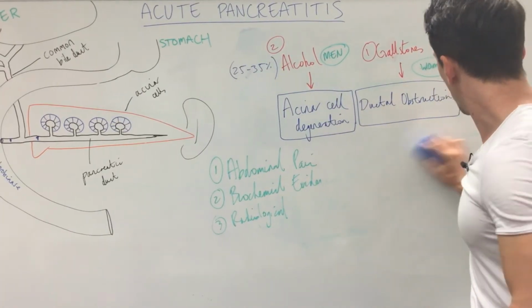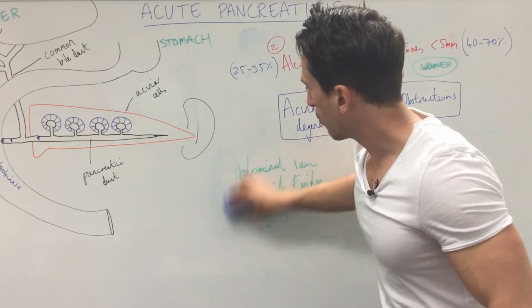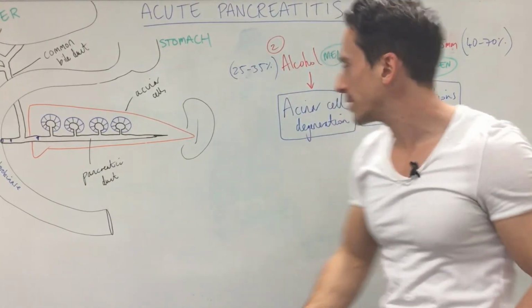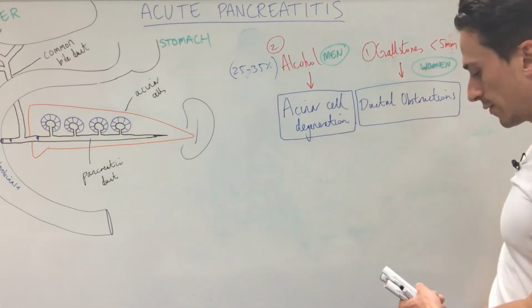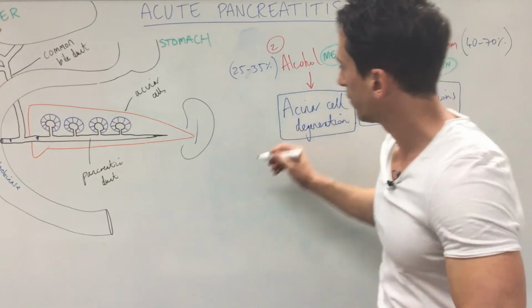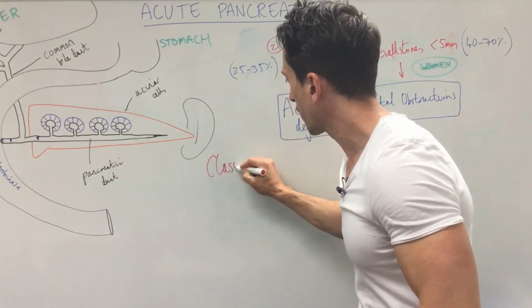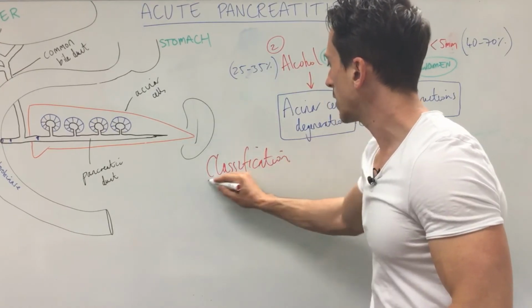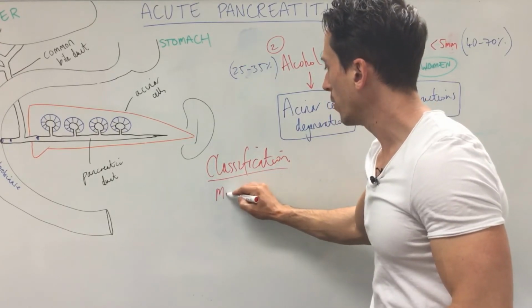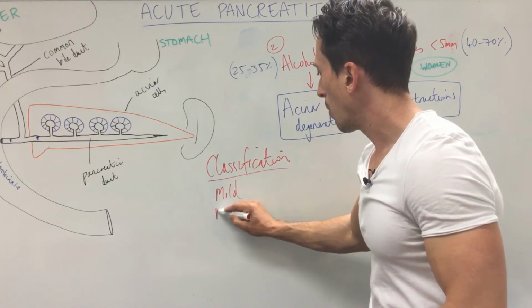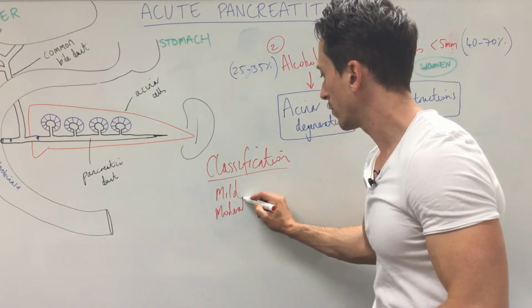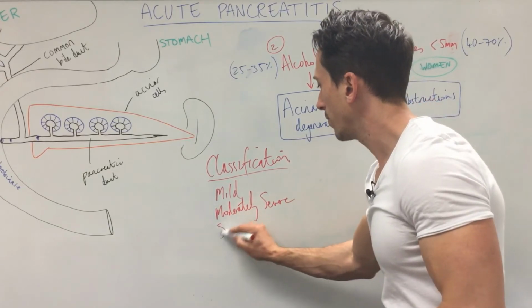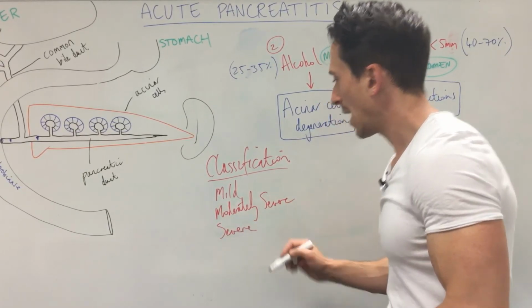Now you can also break acute pancreatitis up into various classifications. So what are the classifications of acute pancreatitis? So classifications include mild, moderately severe, and severe. How do they differ?